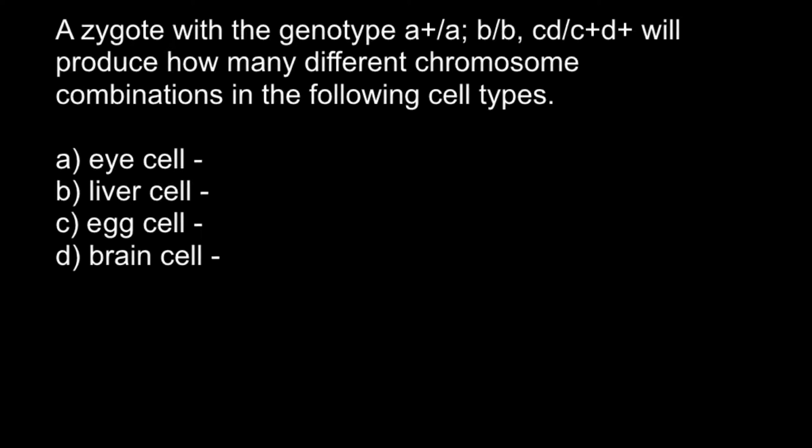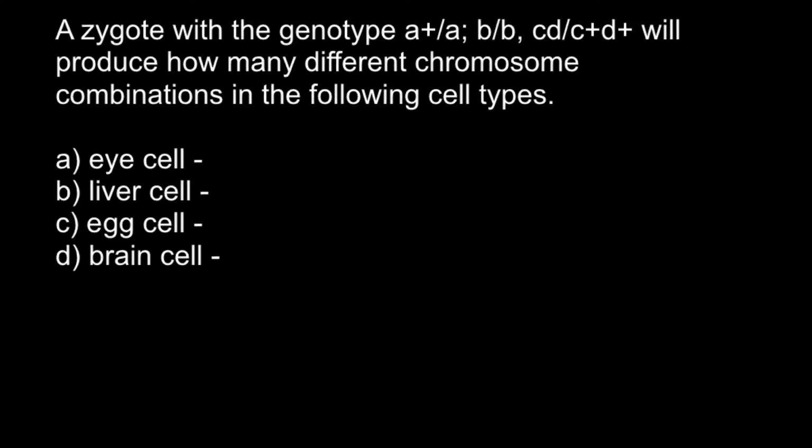A zygote with a genotype as follows will produce how many different chromosome combinations in the following cell types. And here different cell types. Basically what zygote means, this is fertilized egg cell. And if this egg cell would develop, of course would have all this tissue that is listed here. And we can separate this list to two types of tissues.